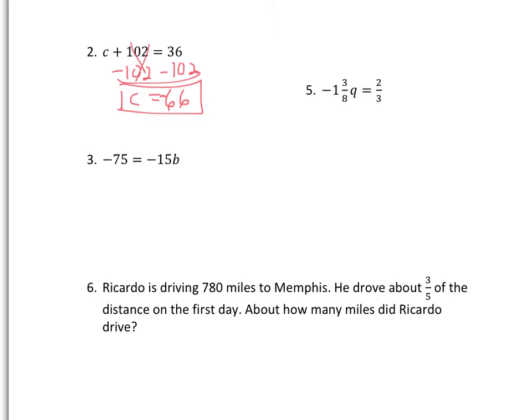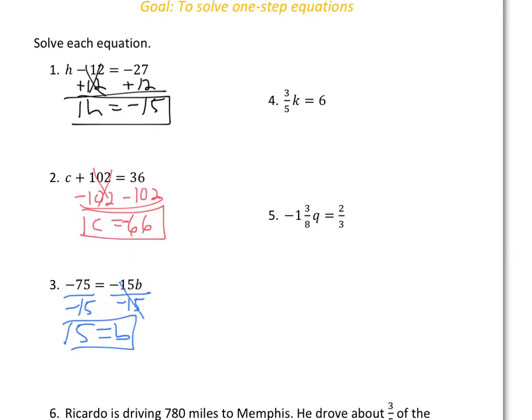Number 3. Now we're multiplying negative 15 times b, so in order to get rid of the negative 15, we have to divide both sides by negative 15. Those cancel each other out. We're left with b equals negative 75 divided by negative 15, which is positive 5. Remember that a negative divided by a negative is a positive.